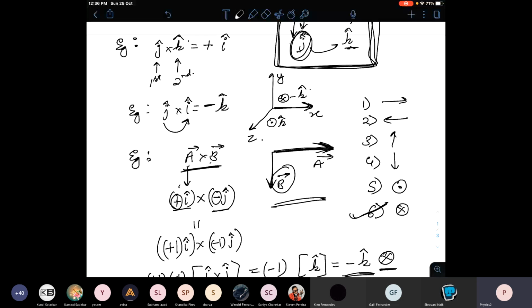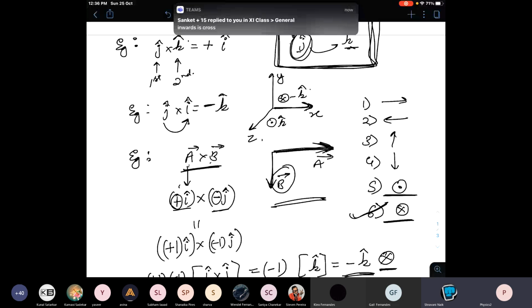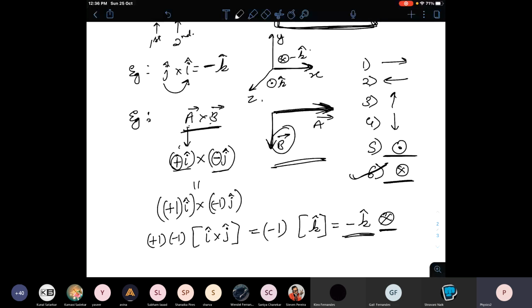I told you this in the last class. I didn't attend the last class. Okay, so it was discussed in the last class that any vector coming out of the plane will be denoted by dot. Any vector going into the plane will be denoted by cross. We can see here that minus k cap is going into the plane, so that is why I have written cross in this direction. Sixth one will be the answer.